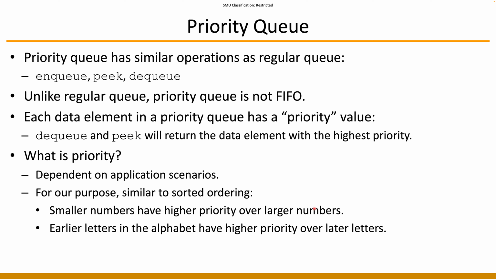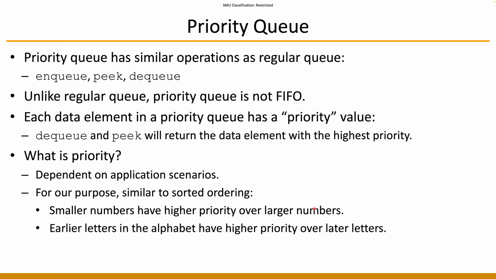But priority queue comes with a special property called priority, right? So every element will have a priority attached to it. The next element that gets to be dequeued will be dependent on the priority.